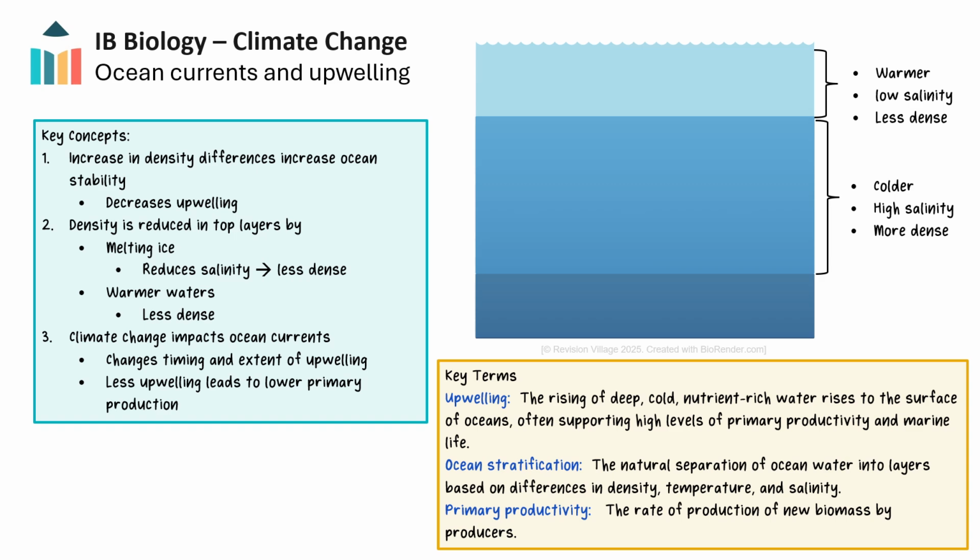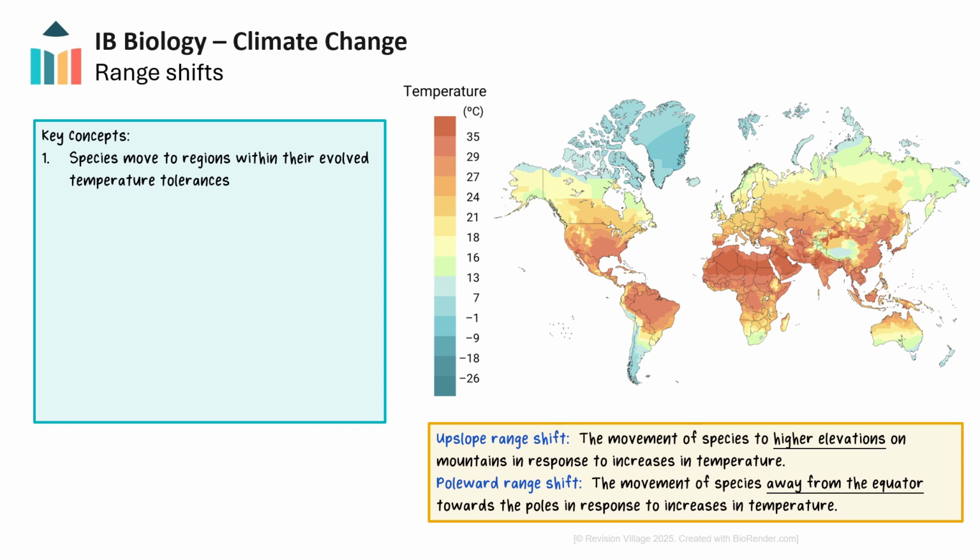functioning of marine ecosystems. As temperatures rise due to climate change, many species are shifting their ranges towards areas that are within their evolved temperature tolerances. As climate warms, many species have made permanent migrations polewards, or towards the poles, or upslope to higher elevations in mountainous regions. As altitude increases, temperatures decrease.